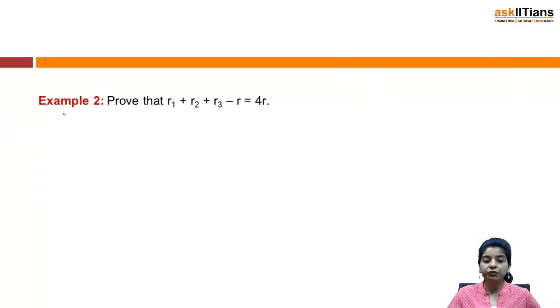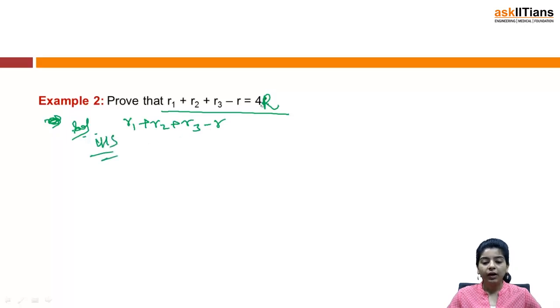Next question says, prove that R1 plus R2 plus R3 minus R is 4R. First of all, this should be 4 capital R, right? Now, R1 plus R2 plus R3, again we proceed from the given LHS, R1 plus R2 plus R3 minus R. We proceed from here, and this is equal to again delta by S minus A, delta by S minus B, plus delta by S minus C, minus delta by S.